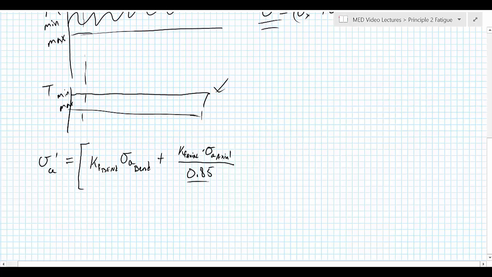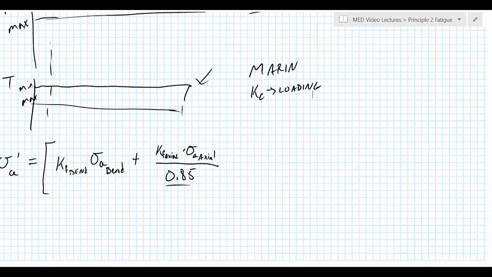That comes in from the fact that when we choose Marin factors, we have to choose a particular type of loading. So when we are doing Marin factors, recall Kc is the loading factor. So which Kc would you choose in this situation when you have all three types of loading? Well, you have to choose one, so we'll choose bending.